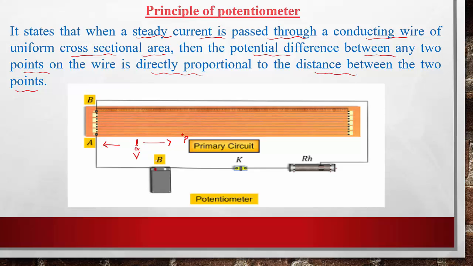What is the principle of potentiometer? It states that when a steady current is passed through a conductor of uniform cross-sectional area, then the potential difference between any 2 points on the wire, we can take A to P, is directly proportional to the distance between the 2 points. This is the principle of potentiometer.